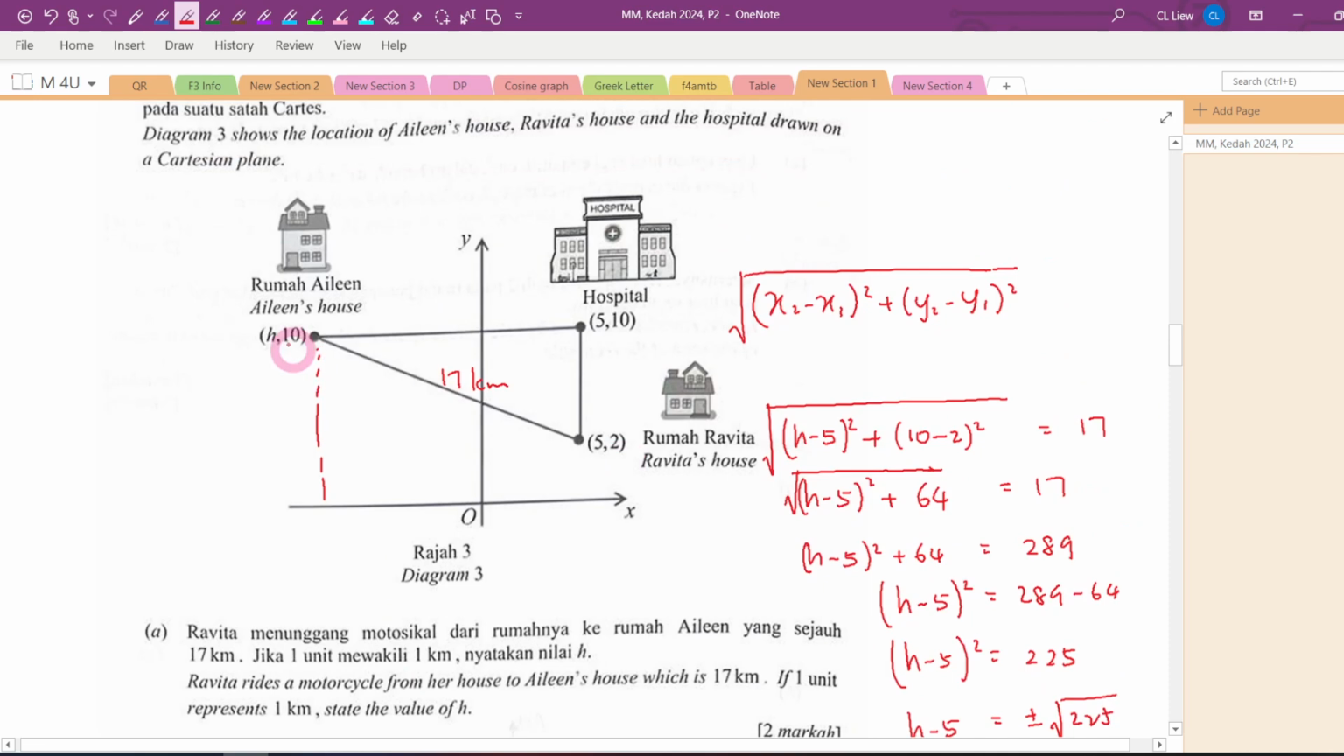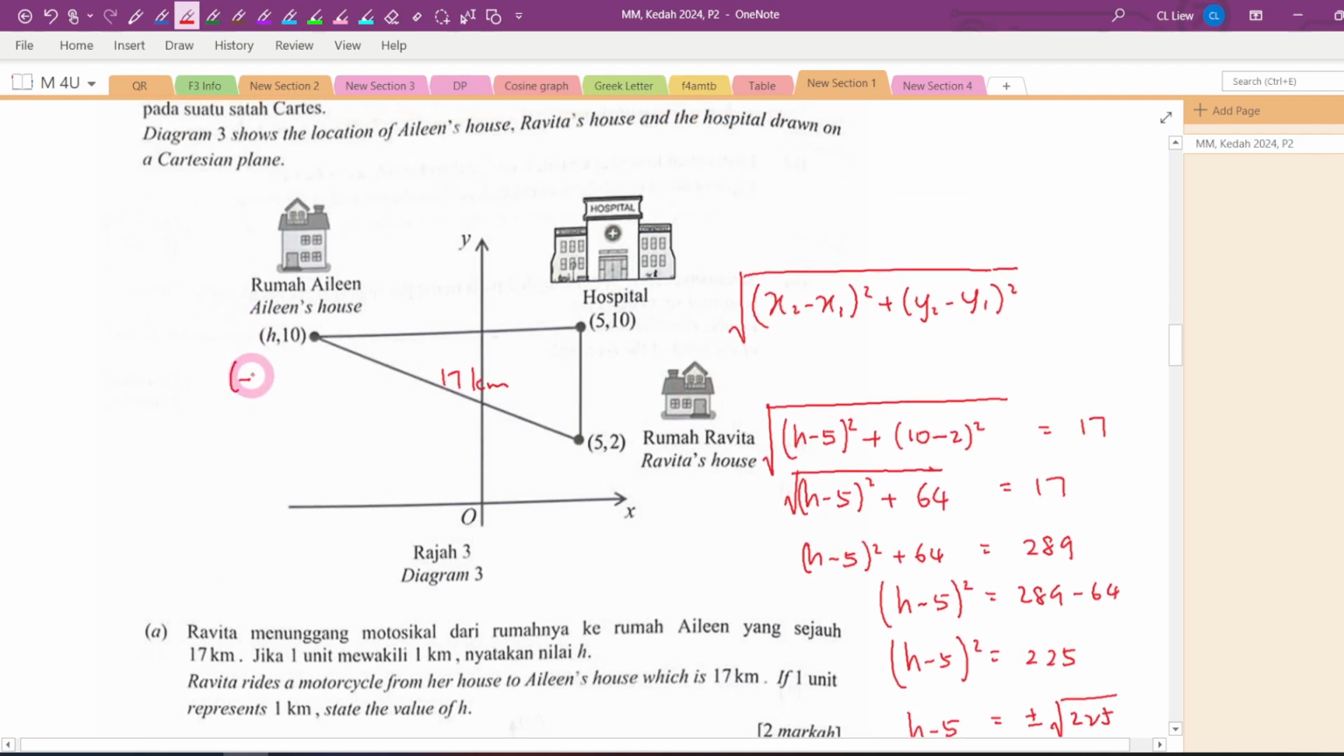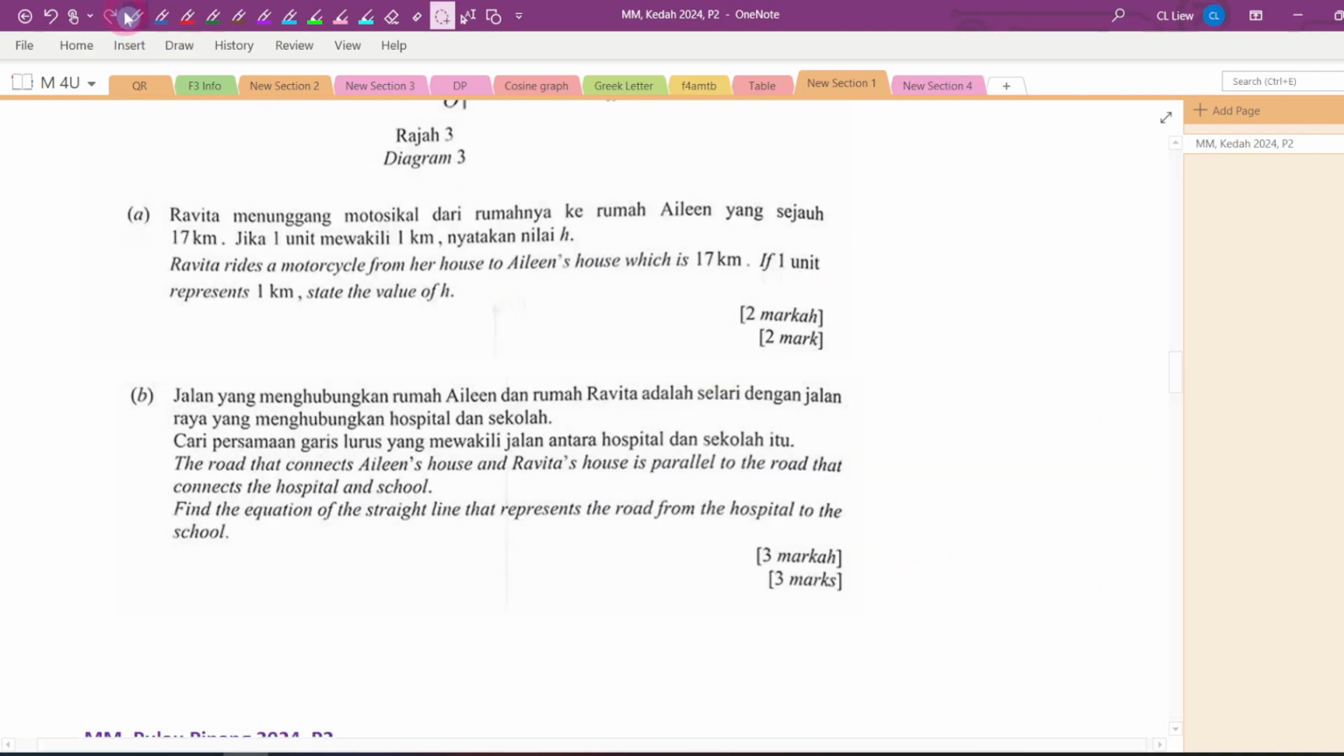Once you got the answer, it's better we label it on the diagram, so maybe we need to use it later. This is negative 10. Let's try part B.